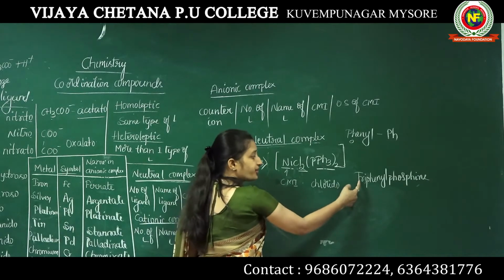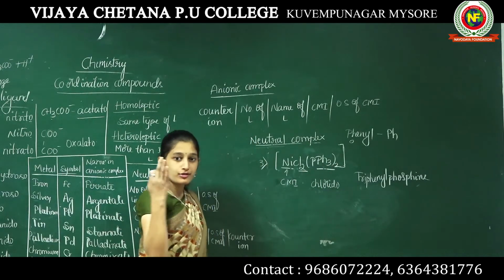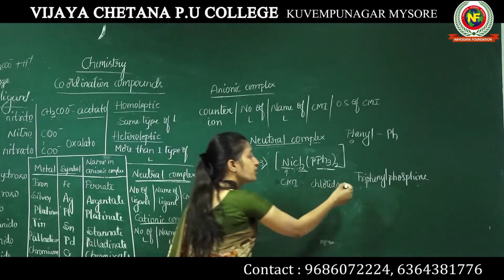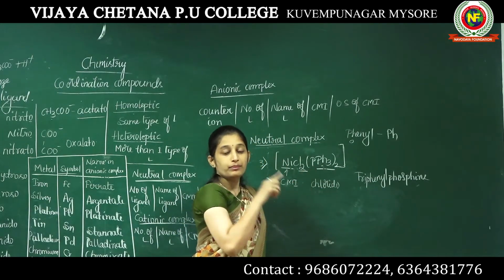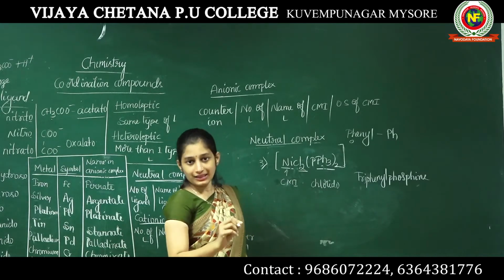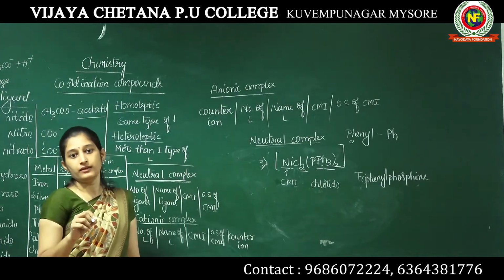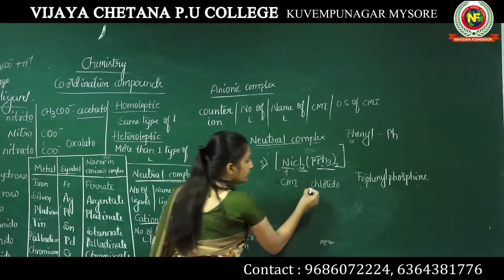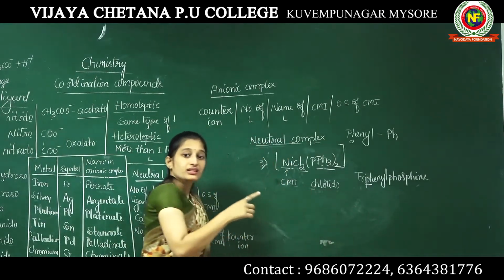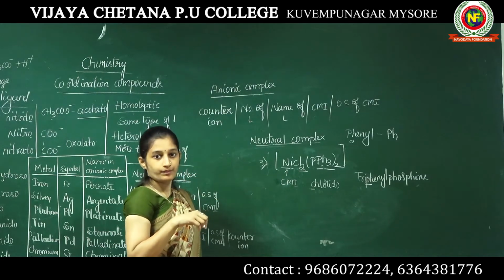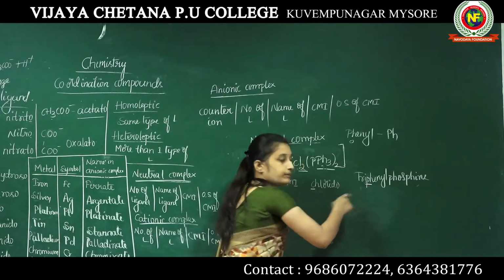3-phenyl. 3 means triphenyl. 3 times phenyl groups are there. That's why triphenyl. Phenyl. This one is phosphorus. P means phosphorus. Phosphine ಅಂತ ಕರಿತೀವಿ. Triphenyl phosphine. And try to understand here.